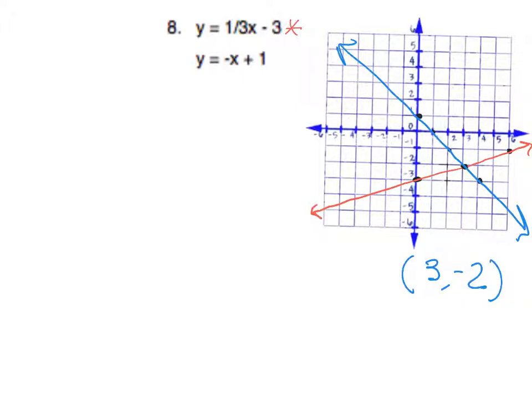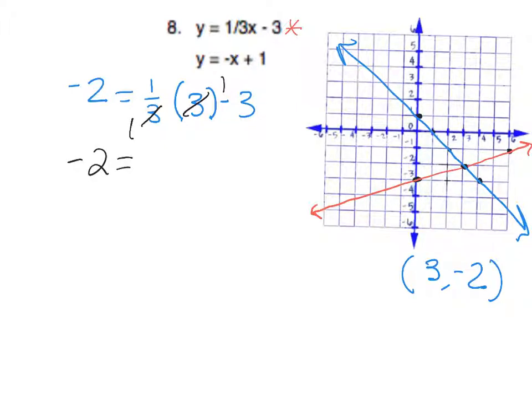The x coordinate is -2. So I've got -2 equals 1/3 times 3 minus 3. When I go to work this out, the 3's cancel. So I've got -2 equals 1 minus 3. 1 minus 3 is -2. So -2 equals -2. That checks.